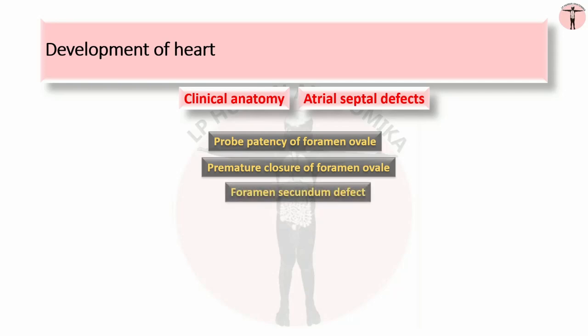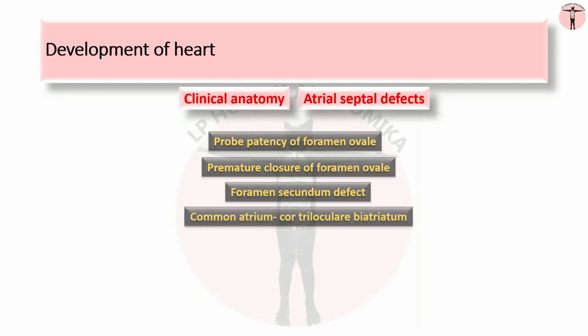Foramen secundum defect is caused by excessive resorption of septum primum, septum secundum, or both. This results in a condition in which there is an opening between the right and left atria. Some defects can be tolerated for a long time, with clinical symptoms manifesting as late as age 30 years. Common atrium, also called cor triloculare biatriatum, is caused by the complete failure of septum primum and septum secundum to develop. This results in a condition in which there is formation of only one atrium. For more details of the clinical aspects, check the video on the congenital heart defects.